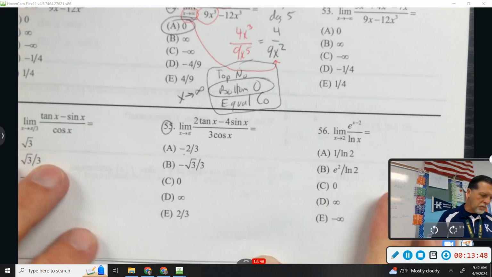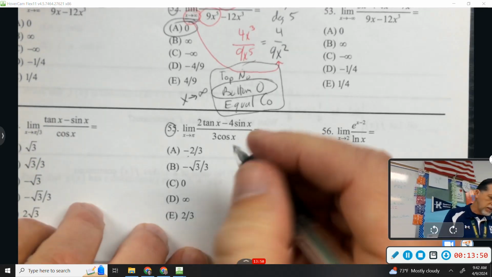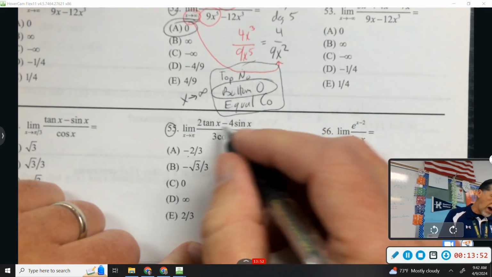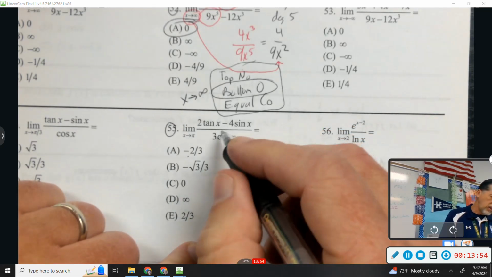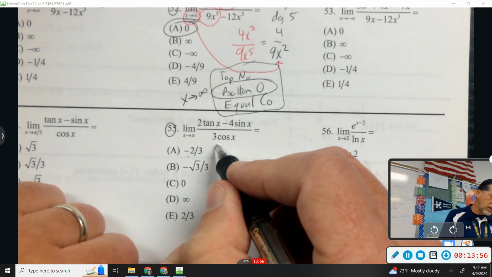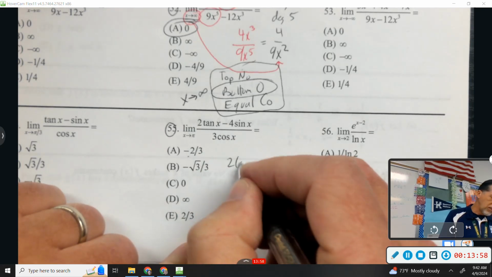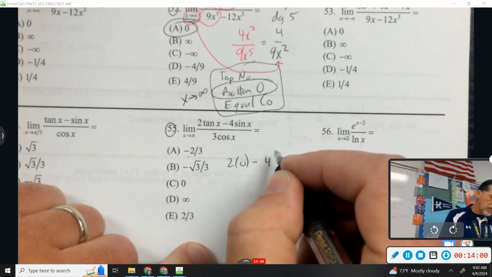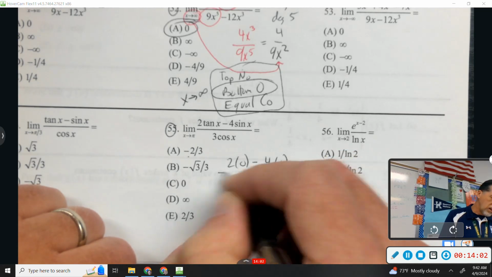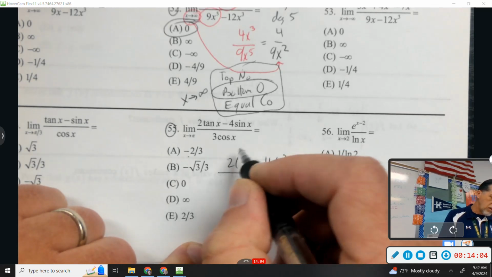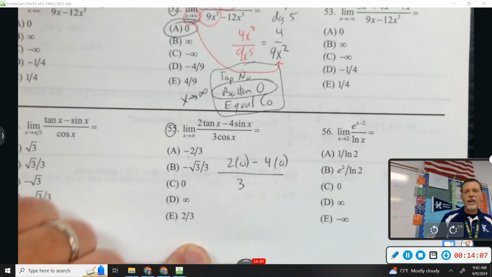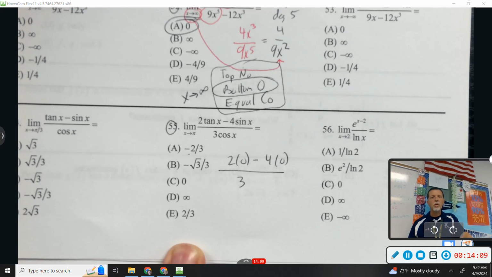55. X goes to pi. Oh, this one might work out. Tangent of pi is, let's see, sine over cosine. Sine of pi is 0, so that's 0. Wait, sine of pi is 0. I got the right answer the wrong way.